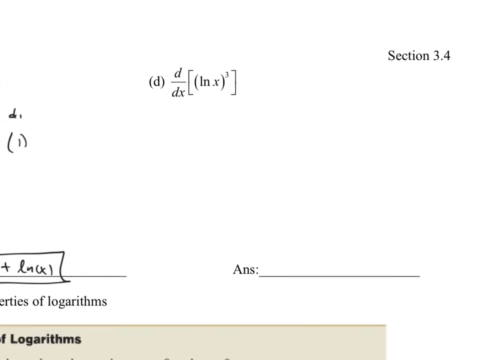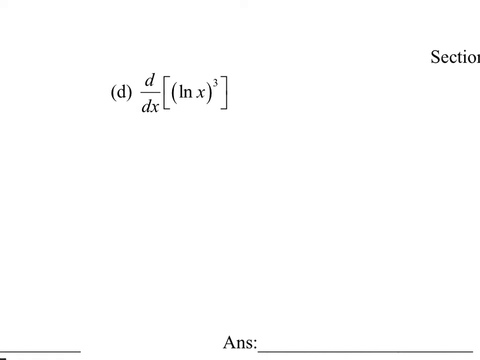Next example is the natural log of x quantity cubed. So the derivative of that, we're going to use the general power rule: drop the power, which would be 3, keep the inside the same, which is the natural log of x, to the power minus 1, which would be a square. But then remember, you have to multiply times the derivative of the inside. The derivative of the inside in this case is the natural log of x. And the derivative of the natural log of x is 1 over x.